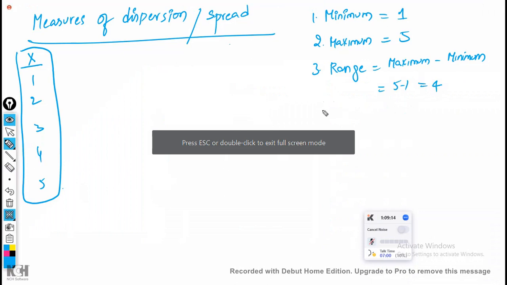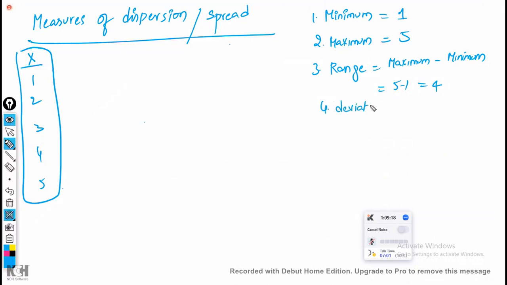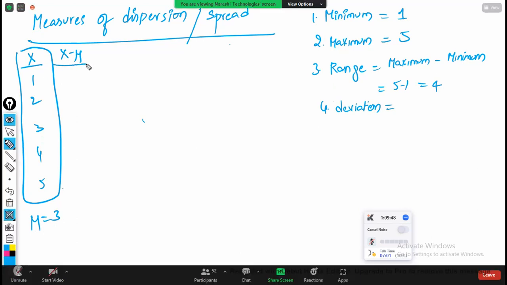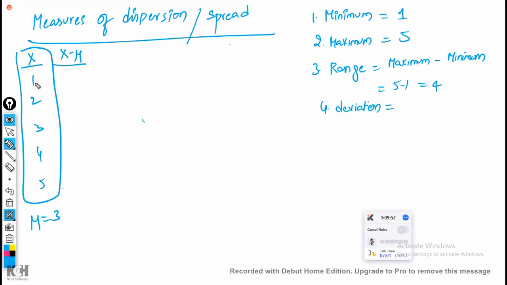Now, coming to the fourth one, which is called deviation. Deviation means how much the data was deviated from the mean. So for this data, first you calculate the mean value, that is 3. Let us assume this is population data. For population data, the population mean, which is mu, is equal to 3. Now I'm calculating x minus mu. X minus mu is how much this particular data is deviated from the mean. Minus 2 distance it is deviated. This one was deviated from the mean, minus 1. This is deviated from the mean, 0. This is plus 1. This is plus 2.